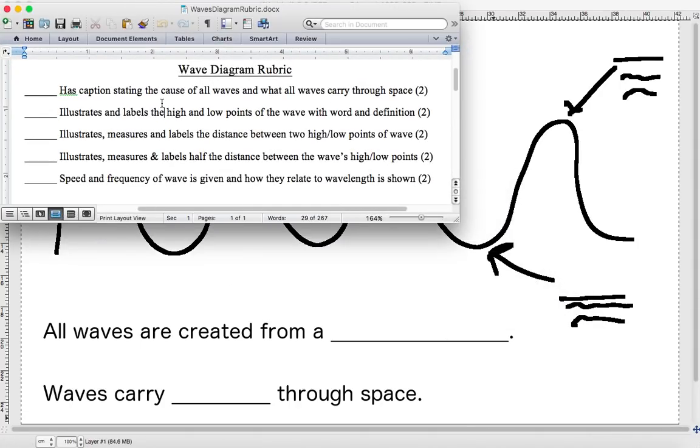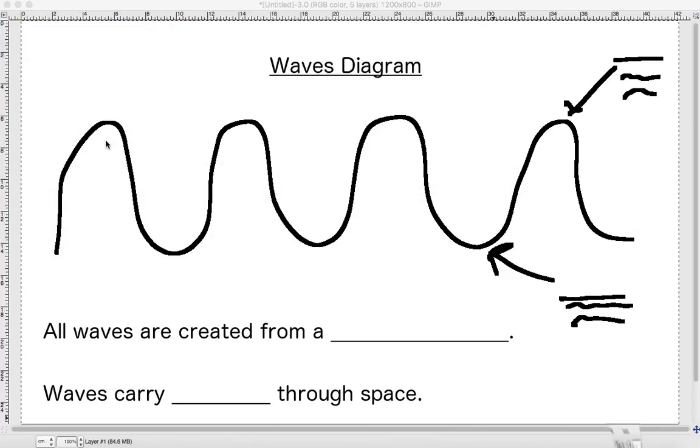Okay, so the next 2 points is to illustrate, measure, and label the distance between two high or two low points of the wave. If I drew my wave properly, this should be the same distance from here to here, should be equal to the distance from here to here. So let me show you first what I often see students doing, and this will cause you to lose points on this assignment and on the quiz.